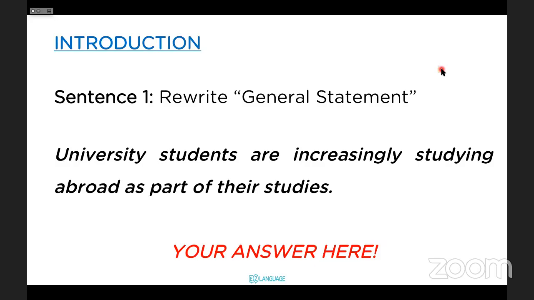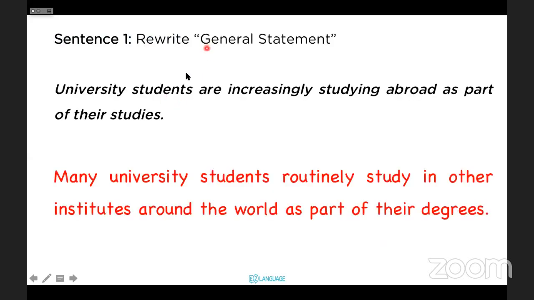Maria says there is an increasing amount of students studying in a foreign land. Good, but I would say there is an increasing number of students studying in foreign countries. Good. Ashita says tertiary institution students are focusing on pursuing their studies in other countries. Excellent, well done. We've just written the first sentence of our introduction.